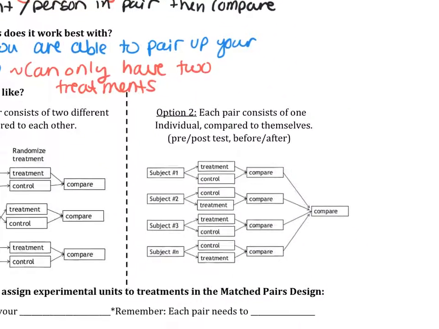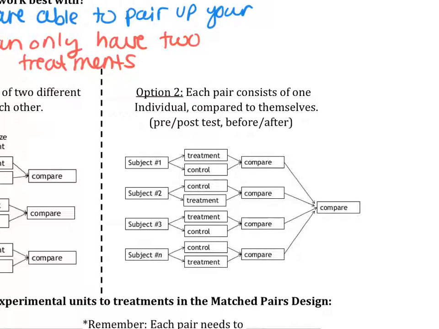Or matched pairs can also look like where the pair is like a before and after. So you're dealing with just one individual, but they're kind of paired with themselves. So you could do like the pre and post test, or like a before and after. Another option for matched pairs is to have one individual and give them the treatment and the control, and then compare the results after.